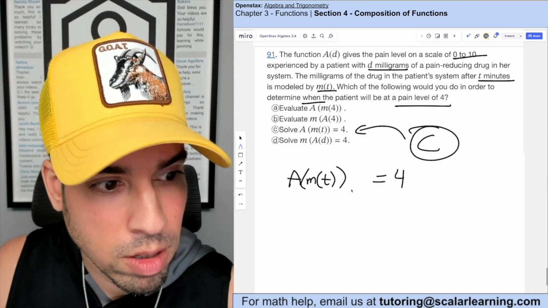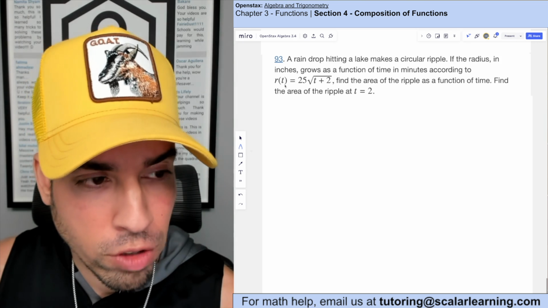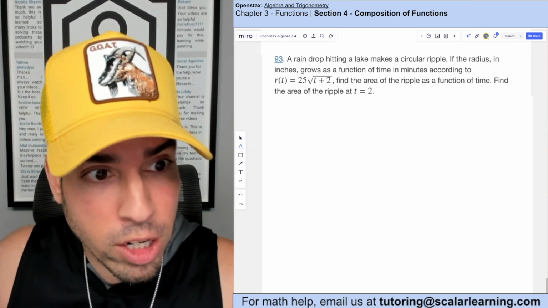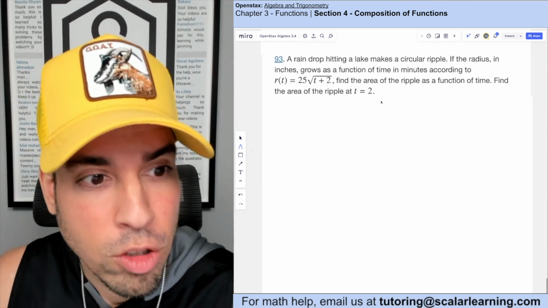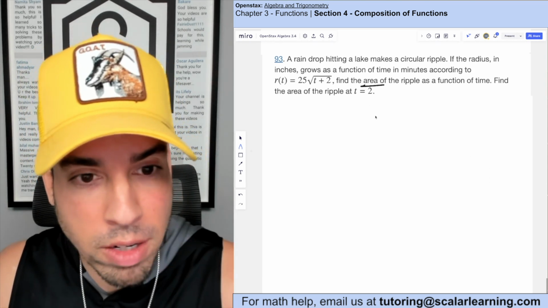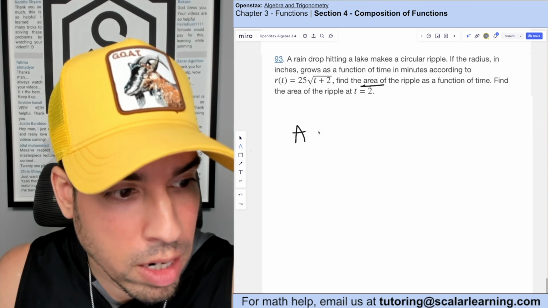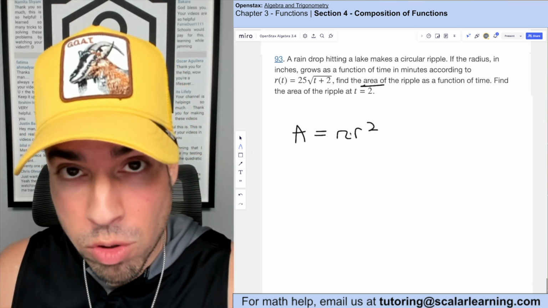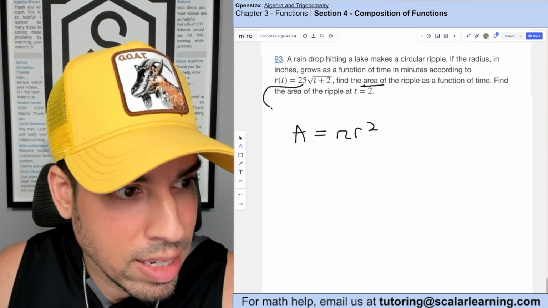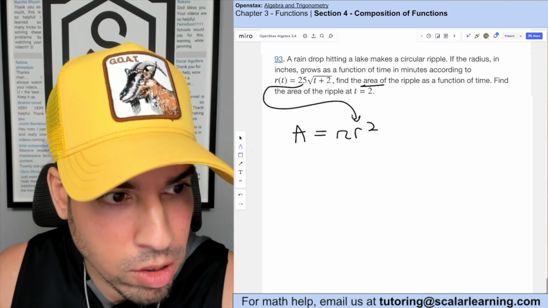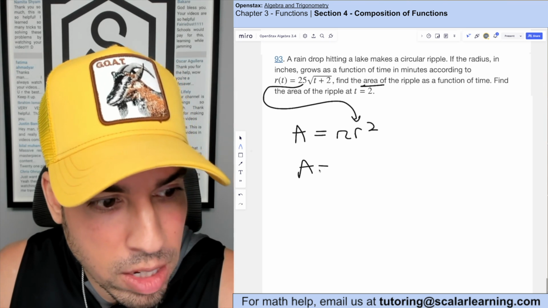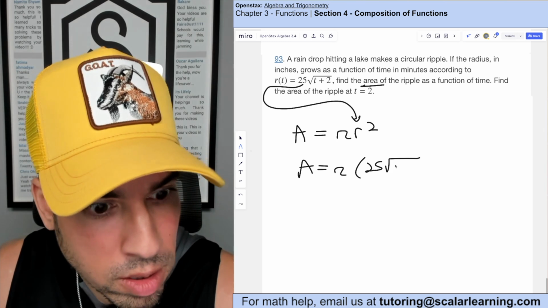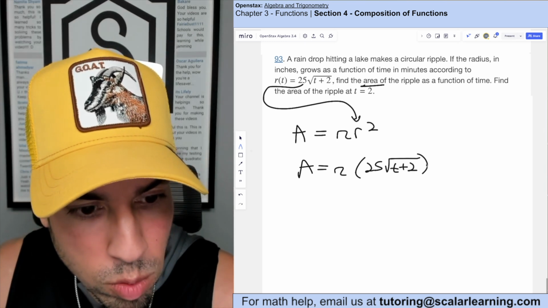Boom, done. So here we've got a function for the radius as a function of time, right, for a raindrop hitting a lake and the circular ripple. So we want to turn this into an area function, right? Well, what is area? Area is pi r squared, and we're talking about a circle. So now I can plug in this function for the radius and replace r with that. So it's going to be a equals pi times 25 radical t plus 2 squared.